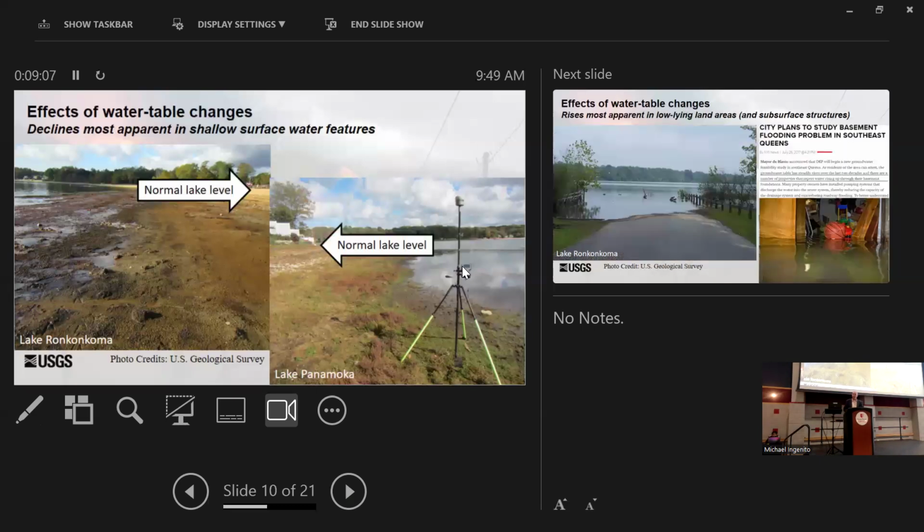So here are some examples of effects of water table changes on surface water features on Long Island. These declines, think of when the water table falls and groundwater levels fall, where are these going to be most apparent? They're going to be most apparent in shallow groundwater features. So think broad, shallow lakes, think wetlands. Here are some great examples from about a decade and a half ago. Lake Ronkonkoma on the left, Lake Panamoka on the right. And you could see that we have tens, if not hundreds of feet or meters of difference between the current lake shoreline and what we might call the normal lake level.